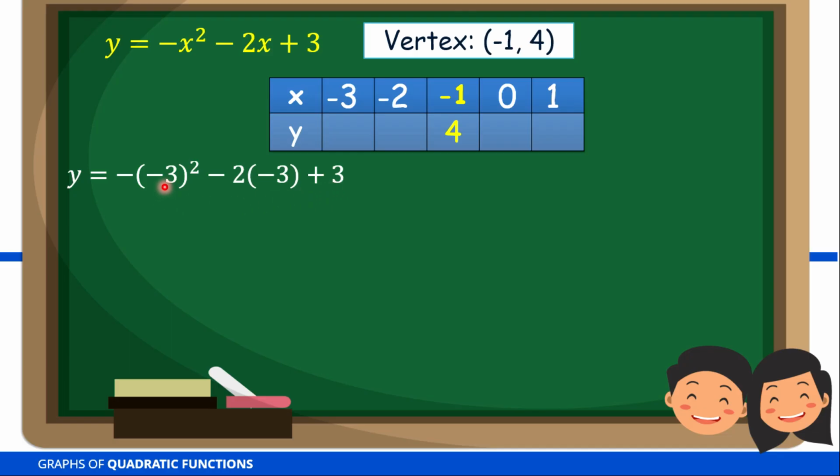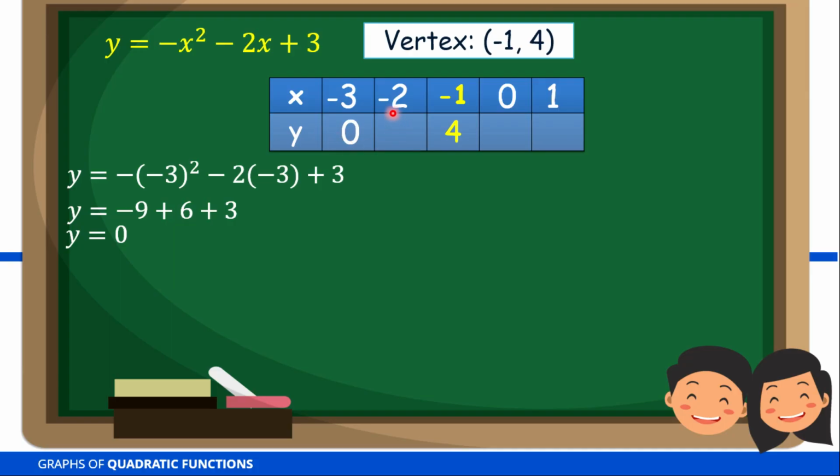And then simplify, negative 3 squared or negative 3 times negative 3, we have positive 9 times the negative sign sa labas, kaya magkakaroon tayo ng negative 9. And then, we have negative 3 times negative 2. Answer is positive 6. Or pwede rin namang negative 3 times 2, negative 6 times the negative sign, we have positive 6. And then copy natin si positive 3. Simplify, negative 9 plus 6 plus 3, answer is 0. Therefore, kapag ang x ay negative 3, ang value ng y ay 0.